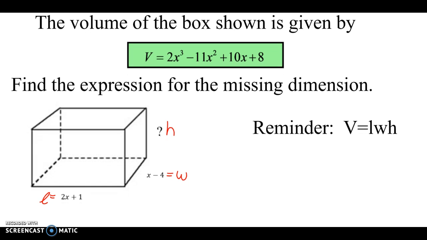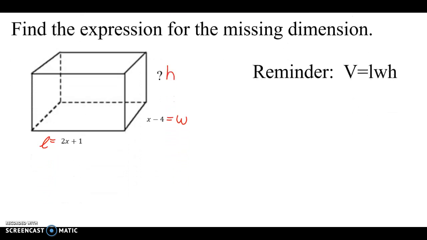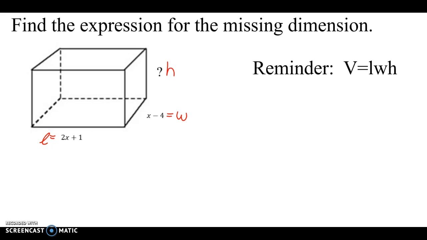So what is the formula for volume of a box or of a prism? Length times width times height. Yep, so we're applying some geometry with some algebra here. So length times width times height, right? Now what is the length? What have we said the length is? 2x plus 1, times, what's the width? x minus 4.